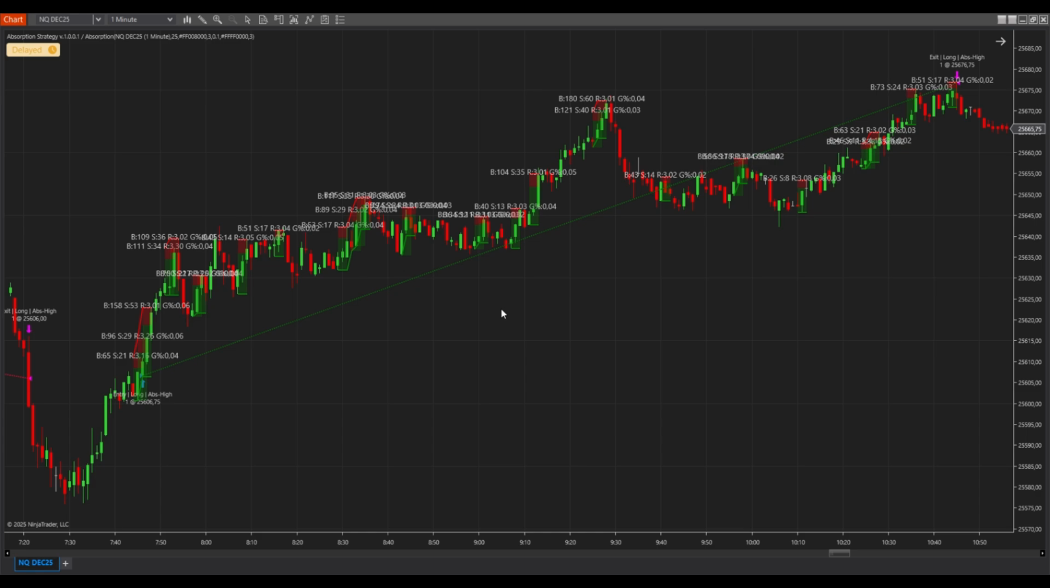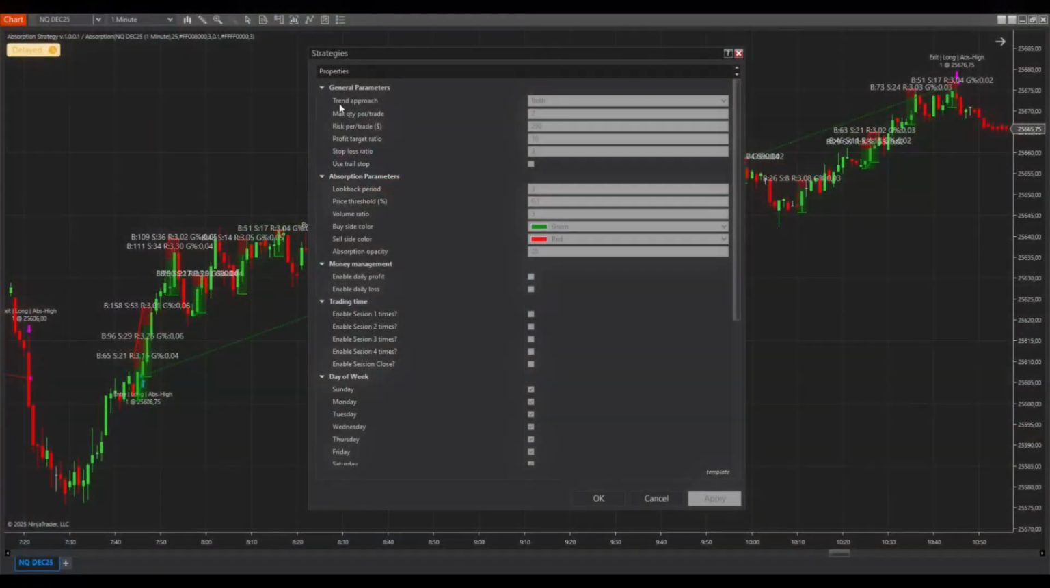What is the absorption strategy? The strategy uses the absorption indicator to spot accumulation or distribution. When price moves little but volume shows a strong imbalance, it suggests smart money is absorbing pressure, which can lead to reversals or continuations. General parameters.